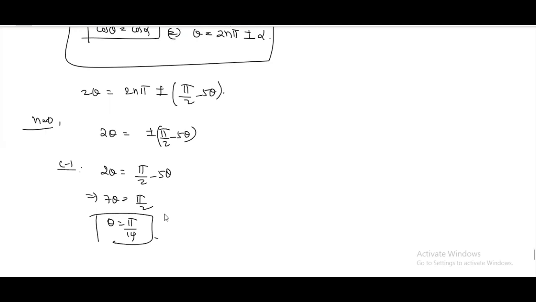Now in case 2, if I take 2 theta is equal to minus, it will become minus pi by 2 plus 5 theta. So from here 3 theta is equal to pi by 2. Theta is equal to pi by 6.